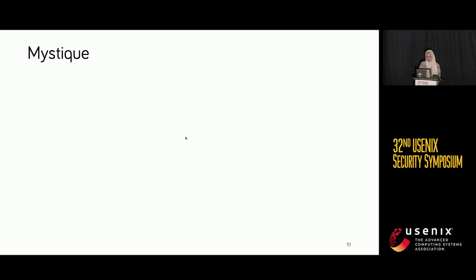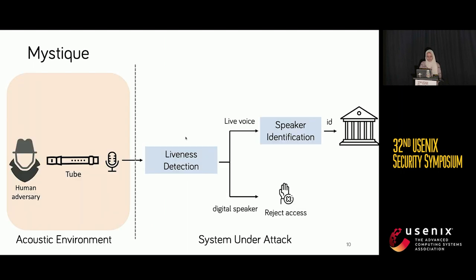For that, we present our attack, Mystique, which uses the simplest and cheapest acoustic filter ever: a tube. A simple plastic or even cardboard tube is basically a resonator. If we manage to design the dimensions of the tube, it can change the adversary's voice to sound like any victim in the eyes of machine learning or speaker identification models. And by default, it bypasses the liveness detection because the voice is still live.